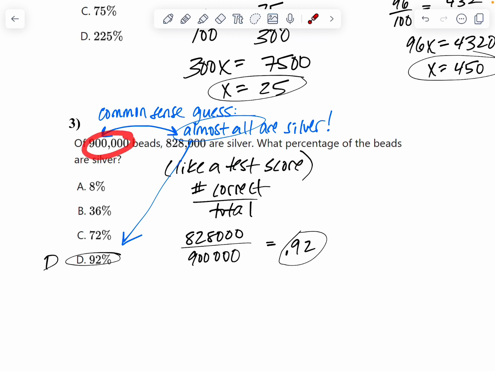However, almost all of them. Would you refer to 828,000 out of 900,000 as almost all of them? 8% silver, that's definitely too low. 36, that's definitely too low. Even 72, that's definitely too low. Without knowing anything about percentages, you can probably guess the right answer on this one just by noticing that 828,000 is almost all of the 900,000 beads, without having to do anything about formulas.